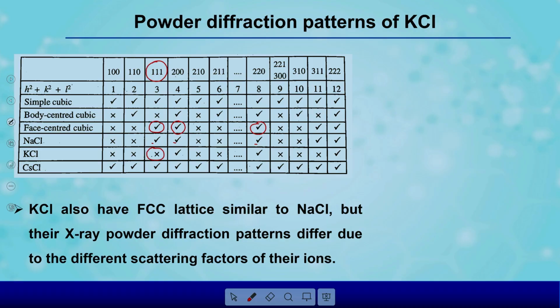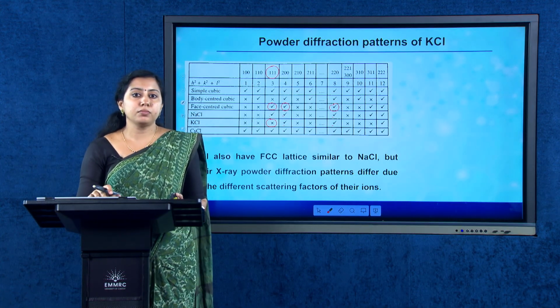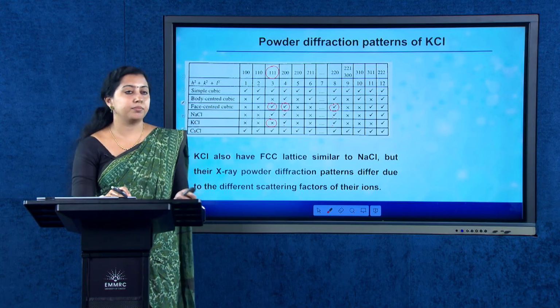The cross mark represents the absence of reflection, the tick mark represents the presence of reflection. So, when we look at KCl, you can see that the first reflection generally expected from an FCC lattice, that is the 1, 1, 1 reflection, is absent in KCl here. Okay. Whereas 2, 0, 0 is present, 2, 2, 0 is also present. So, why this difference? That is due to the different scattering factors of their ions.